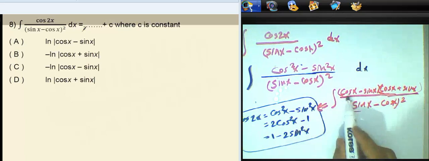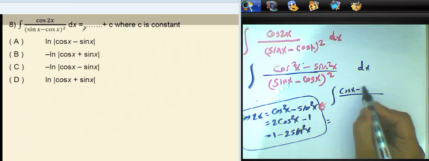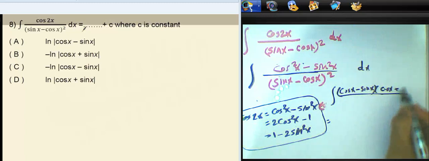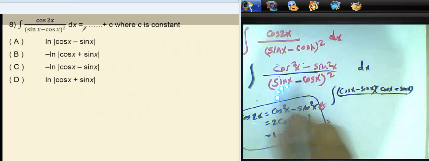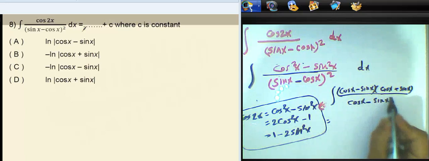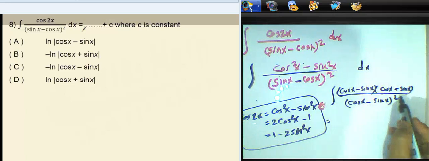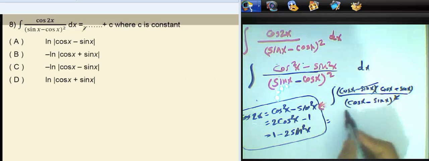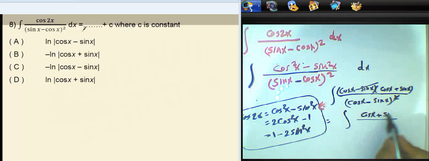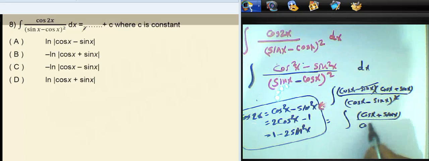And we have here cosine x minus sine x. We must write a negative coefficient outside. We can change the two terms here, it will be cosine x minus sine x, and you can cancel one term from the numerator, and you can write in the numerator cosine x plus sine x over cosine x minus sine x.